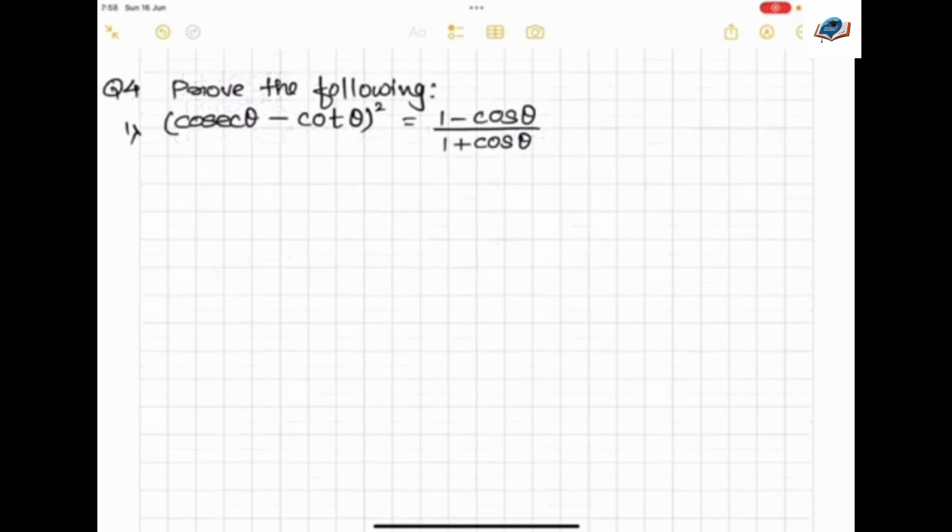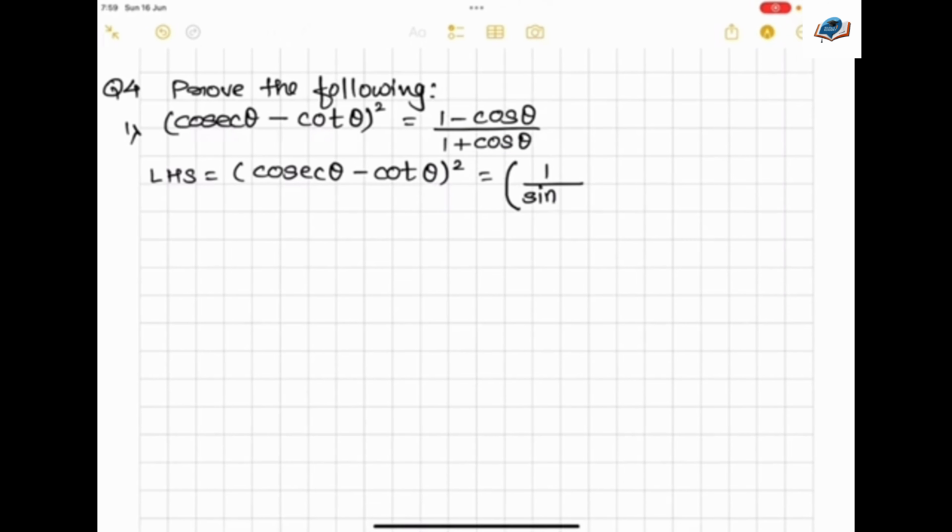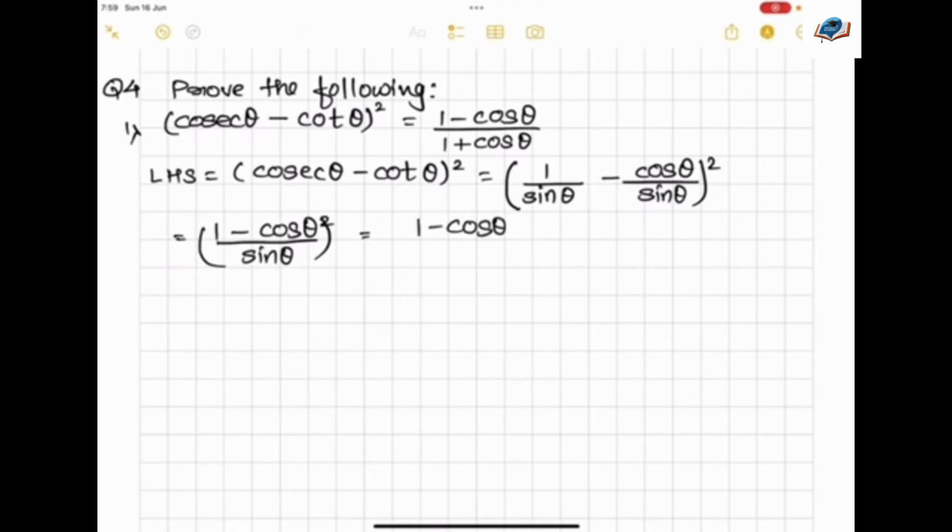Now, question fourth is prove the following: (cosec theta minus cot theta) whole square equal to 1 minus cos theta upon 1 plus cos theta. So LHS I am starting solving. First I will be converting it into sin and cos. So (1 upon sin theta minus cos theta upon sin theta) whole square. Now sin theta will be LCM. So (1 minus cos theta whole upon sin theta) whole square. So that will be (1 minus cos theta) whole square upon sin square theta. Now if I open the bracket of 1 minus cos theta, it will be 1 minus cos theta into 1 minus cos theta upon sin square theta.